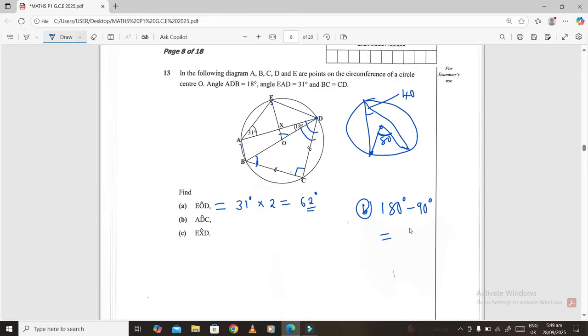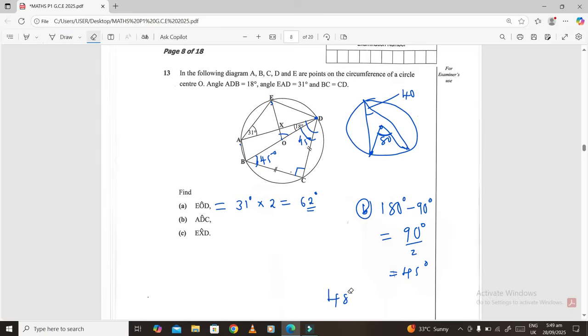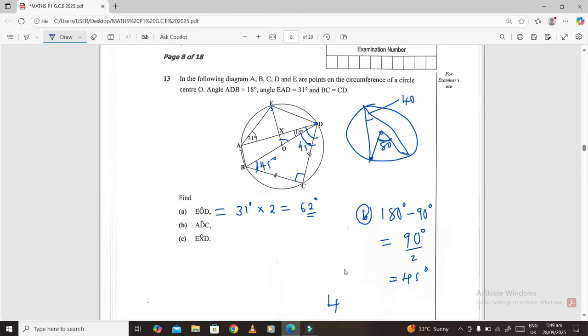So when we subtract this, it gives us 90 degrees. 90 degrees is the sum of these two angles. So we can divide by 2 so that we get 45 degrees. So this is 45 degrees and this also is 45 degrees. Now that we are looking for this, we can say 45 degrees plus 18 degrees.